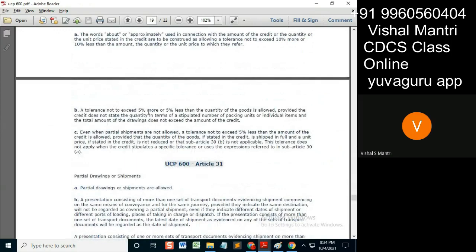A tolerance of 5% more or less than the quantity is allowed, provided the credit does not state the quantity in terms of packing units or individual items, and the total amount of the drawings does not exceed the amount of the credit. Exceed. Okay. So lesser.